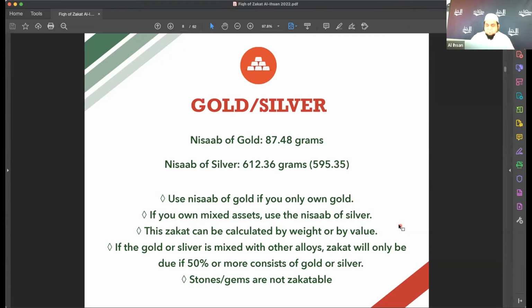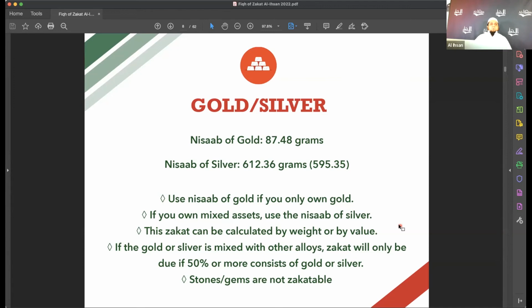When talking about zakat on jewelry of mixed alloys, there could be many combinations, but let's look at something that is silver. If there is more silver in it than other metals, then zakat will be due on it. If the other metals are more, let's say the majority of it is platinum and there's some silver coating on it, zakat won't be due on it.